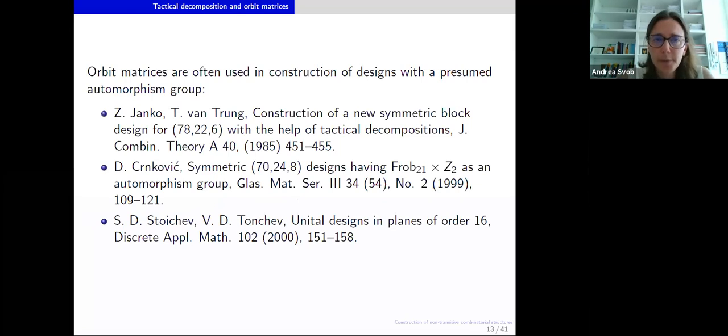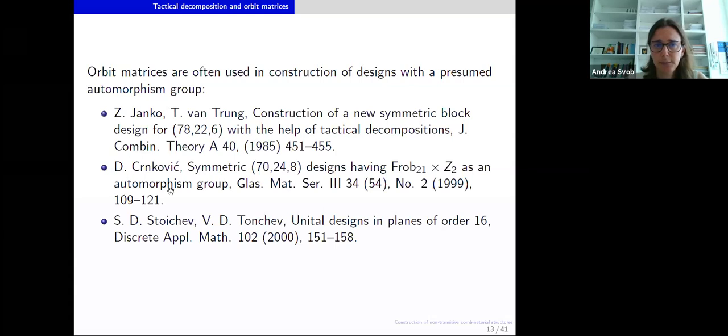Okay, so orbit matrices are often used in the construction of designs with a presumed automorphism group. One of the leaders in these methods of construction of designs with presumed automorphism groups is Professor Janko. For example, in this paper, Janko and Tran Van Trung gave a construction of a new symmetric block design with the help of tactical decomposition.